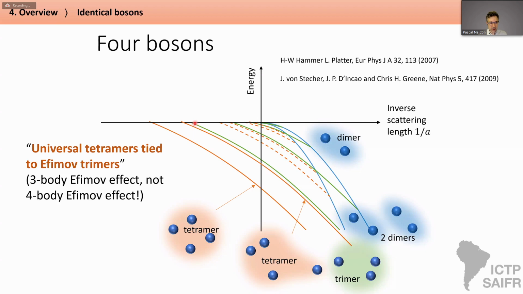So as you can see, these are not 4-body Yefimov states, because in the meaning given by Amado and Green, that would mean that there would be an infinite number of states close to these points, but that is not the case. There are just 2 4-body states, but nevertheless they follow the Yefimov scaling. So this is not really a 4-body effect, but more like a 3-body effect. This is related to the 3-body Yefimov effect. So since these are not Yefimov tetramers, they have been called universal tetramers that are tied to Yefimov trimers.